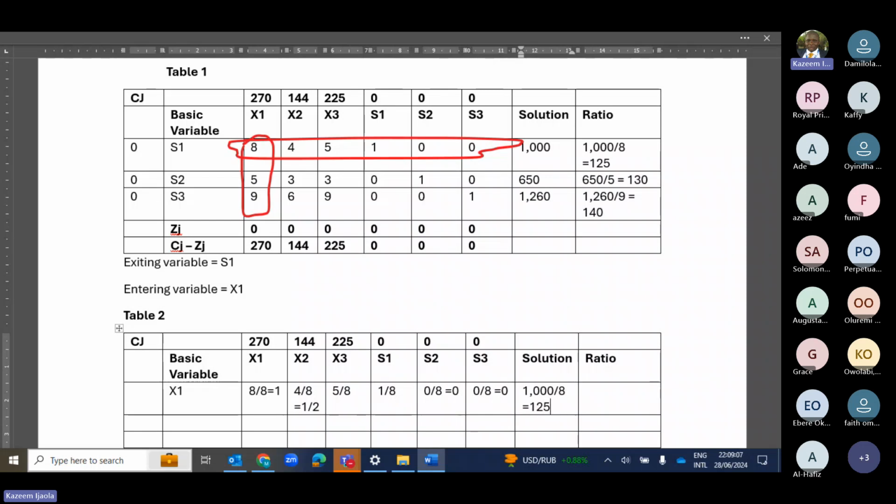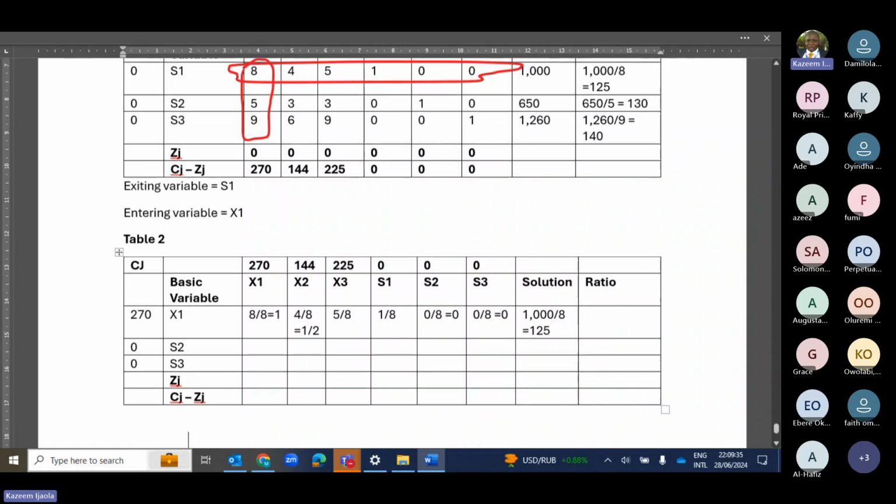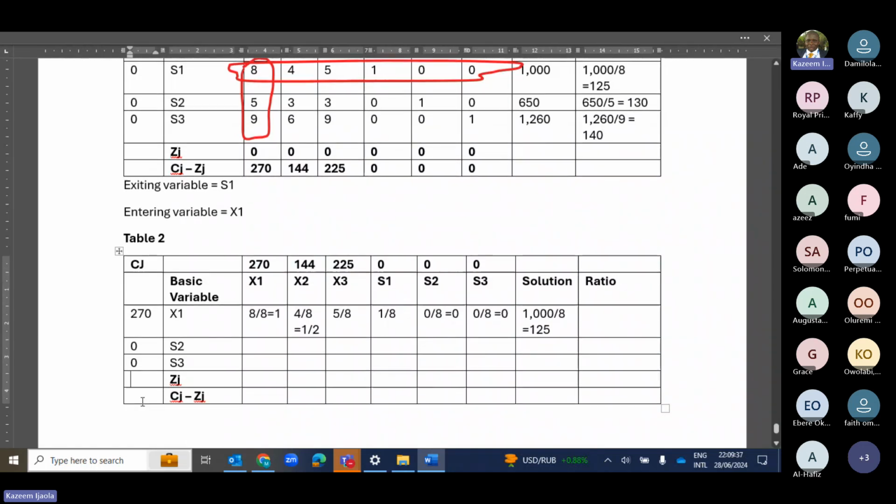Sorry, who doesn't understand this? Okay, I need to bring in the CJ. What is CJ for S1? 270. Then we have S2 and S3, which are existing. So 0, 0. Sorry, who doesn't understand up to the point that I have gotten to? I want to assume that it is clear to all of us. So I will just continue.